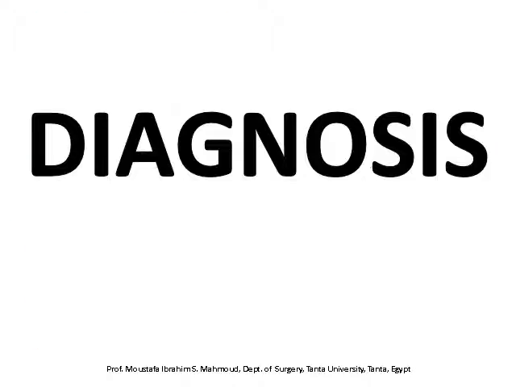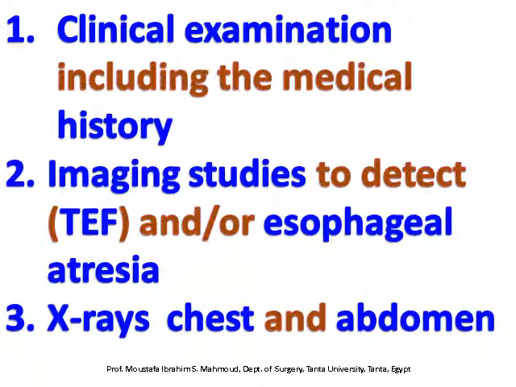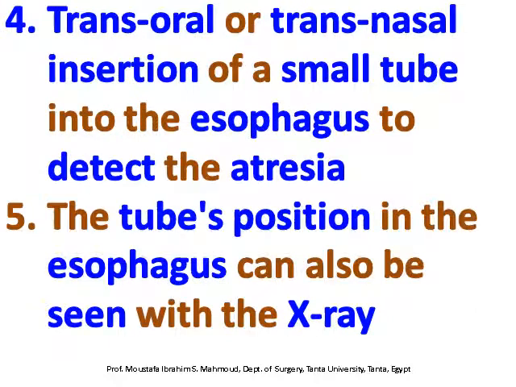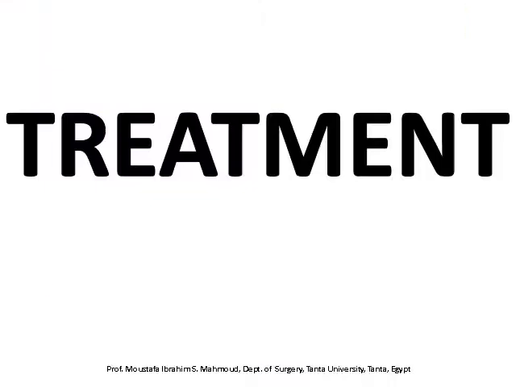Diagnosis. Clinical examination including the medical history, and imaging studies to detect tracheoesophageal fistula and/or esophageal atresia: X-ray of the chest and abdomen. Transoral or trans-nasal insertion of a small tube into the esophagus to detect the atresia. The tube's position in the esophagus can also be seen with the X-ray.